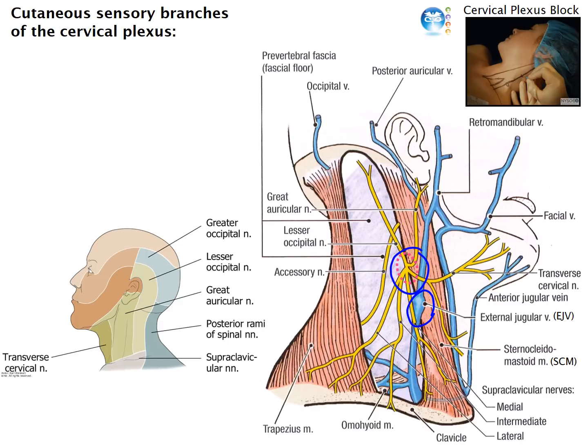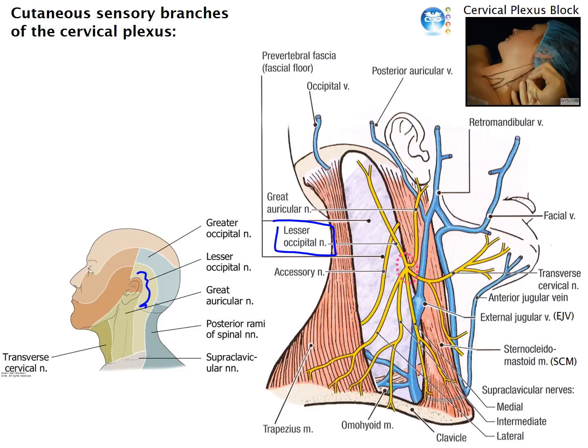Emerging from Erb's point are 4 different distributions of nerves. The lesser occipital nerve parallels the posterior border of the sternocleidomastoid muscle as it passes superiorly to supply the part of the scalp which is just above the ear and just posterior to the ear.